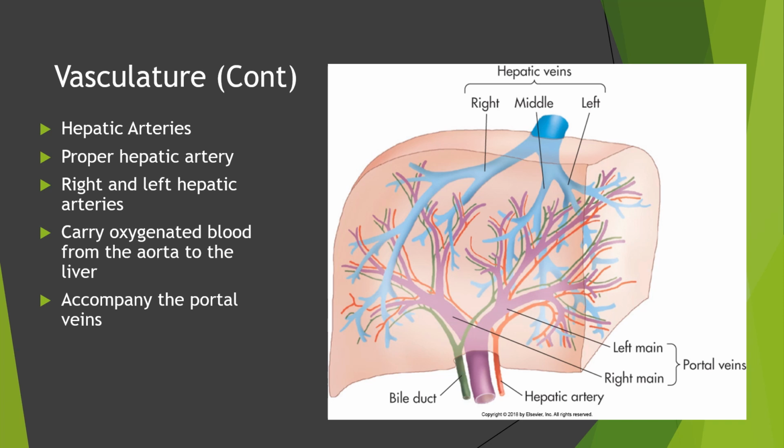You're going to have the bile duct exiting. They're called the portal triad because they accompany each other. Wherever you see a portal vein, no matter how small the branch, you're going to find a bile duct and a hepatic artery to go with it.